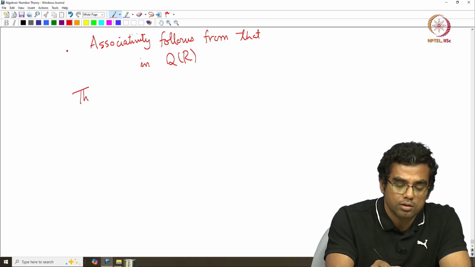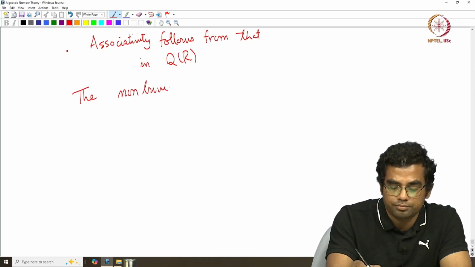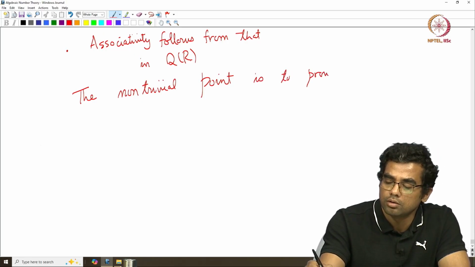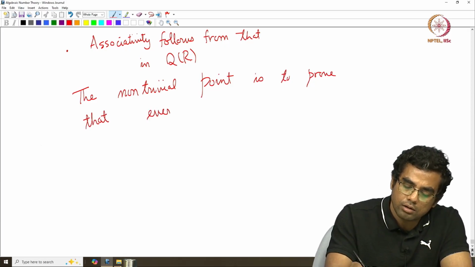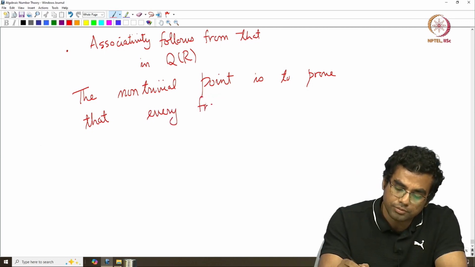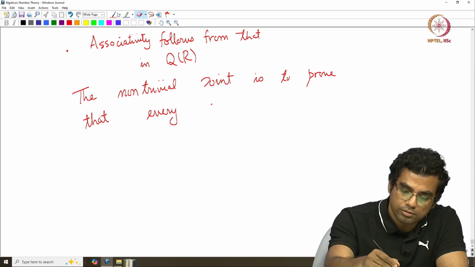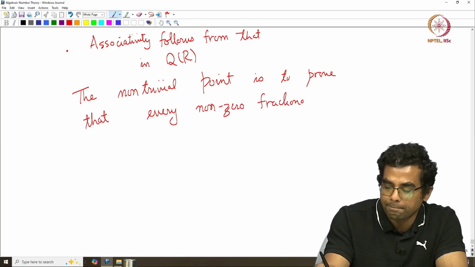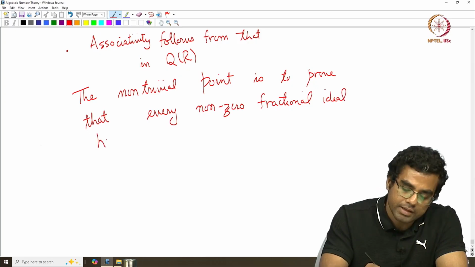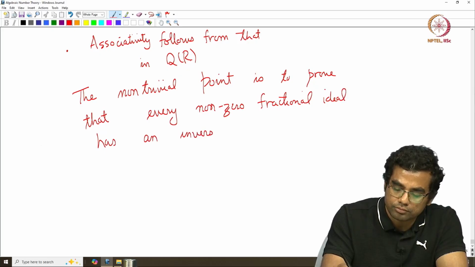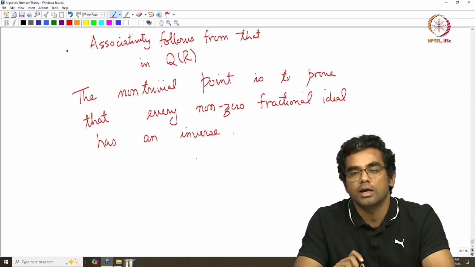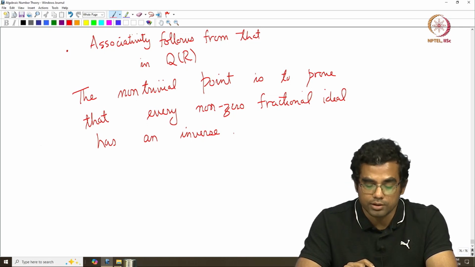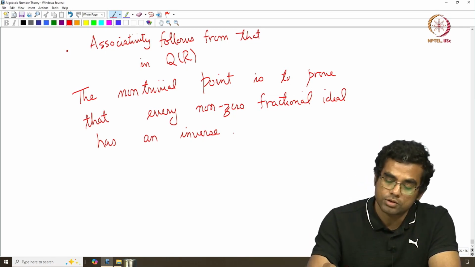So, the non-trivial point is to prove that every non-zero fractional ideal has an inverse. It is also clear that multiplication of fractional ideals is commutative. So, when we prove that this is a group, we will get that it is an abelian group. Okay. So, what does this mean?